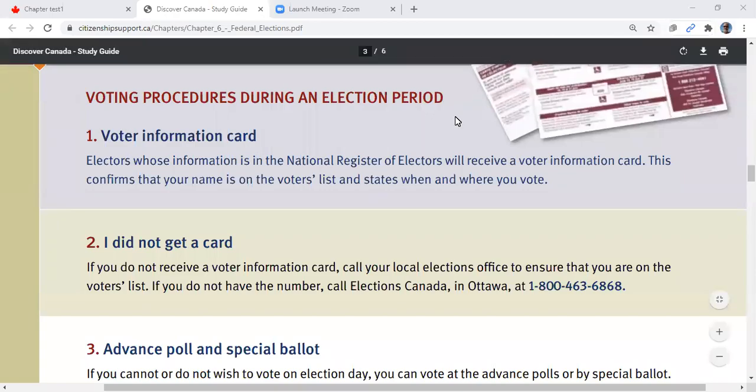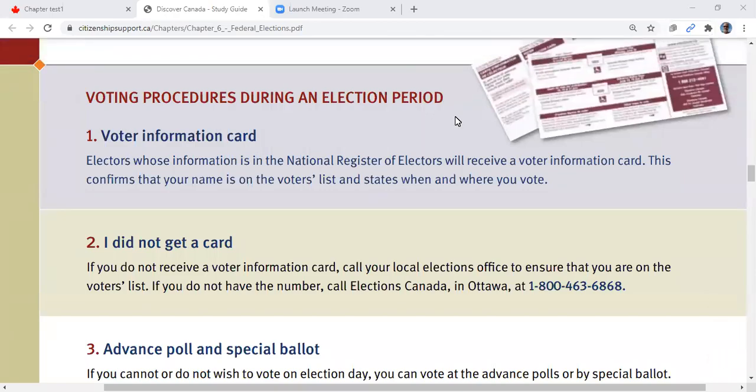Okay, so we're doing page 32, and we're talking about federal elections. Let's see. Zaniba, would you like to read the first number one there? Voter procedures during an election. Voter information card.